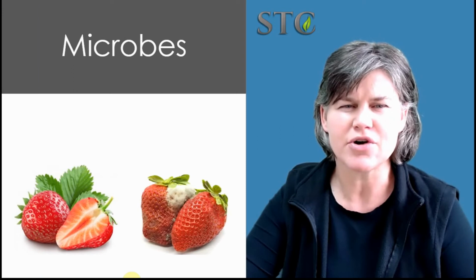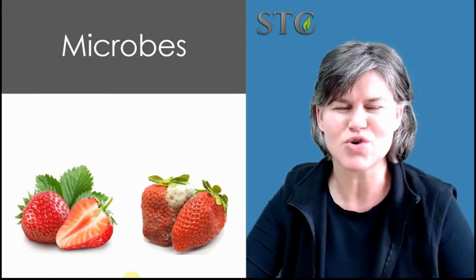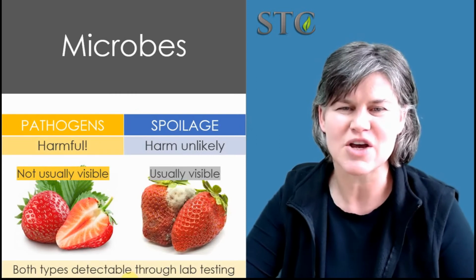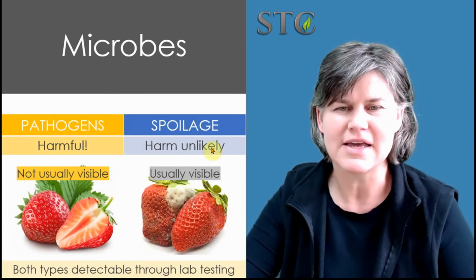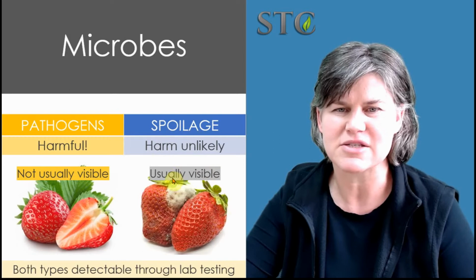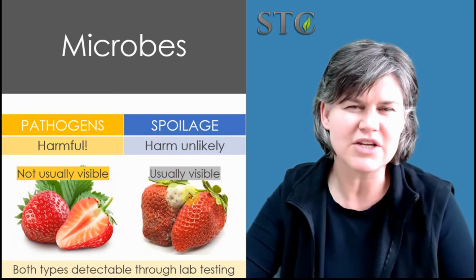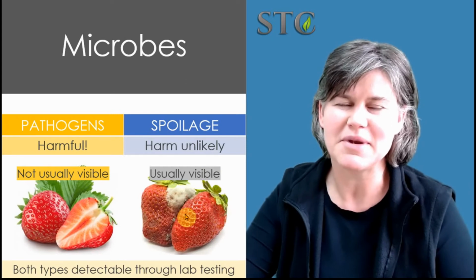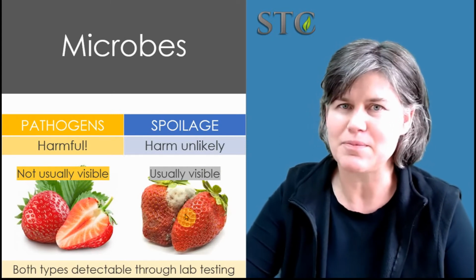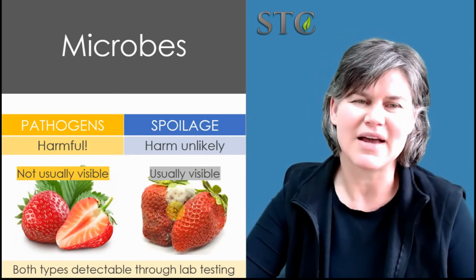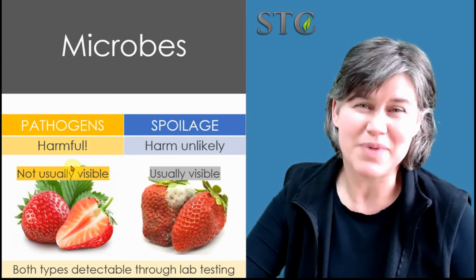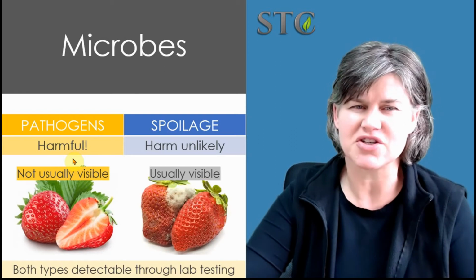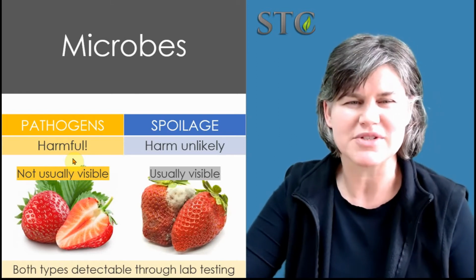And so microbes, here you see moldy strawberries on the right hand side, and typically that's spoilage, isn't it, where we can visibly see the spoilage here. But with spoilage, harm is unlikely. I mean, you're not likely to eat those moldy strawberries, but if you did, you'd probably be okay. Whereas pathogens are harmful, that's the very definition of a pathogen. It's a microbe that makes people sick.